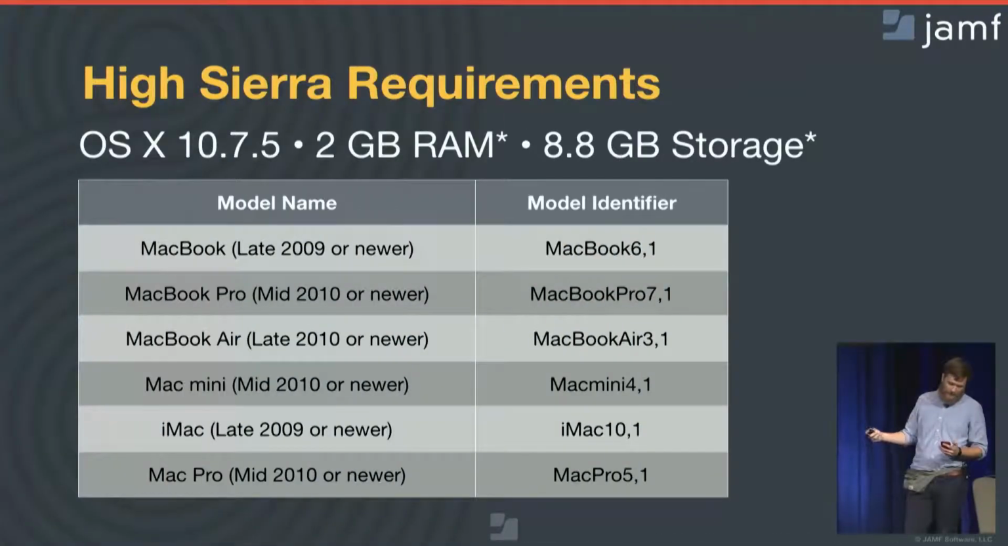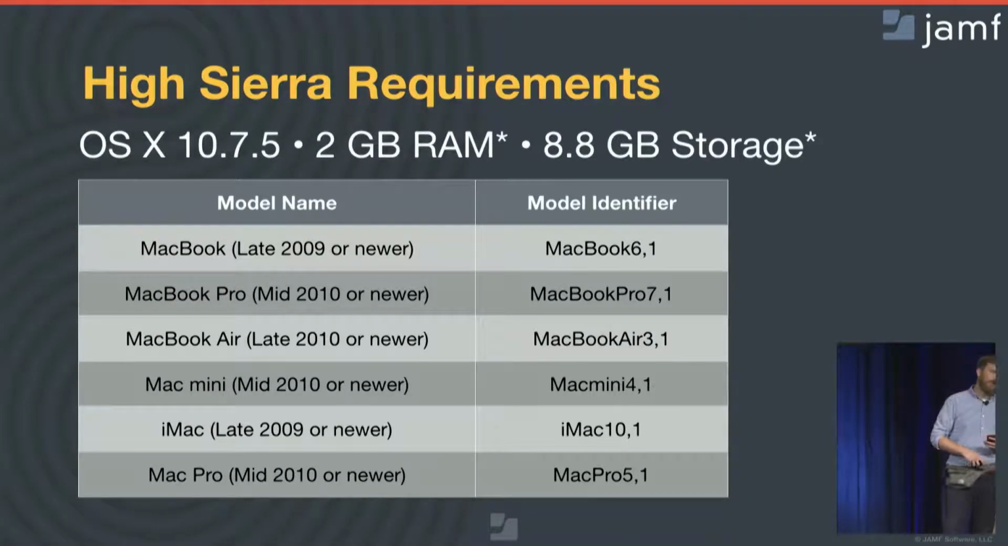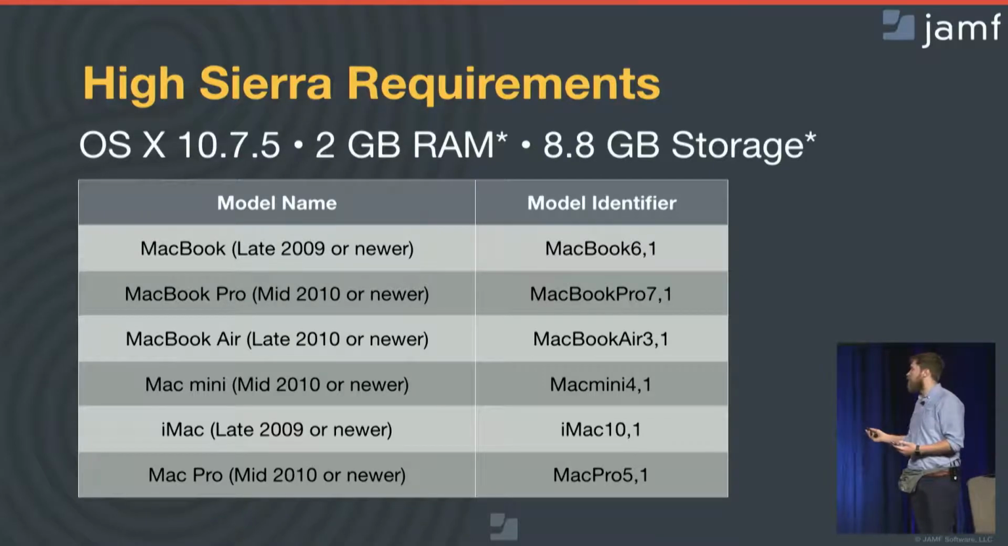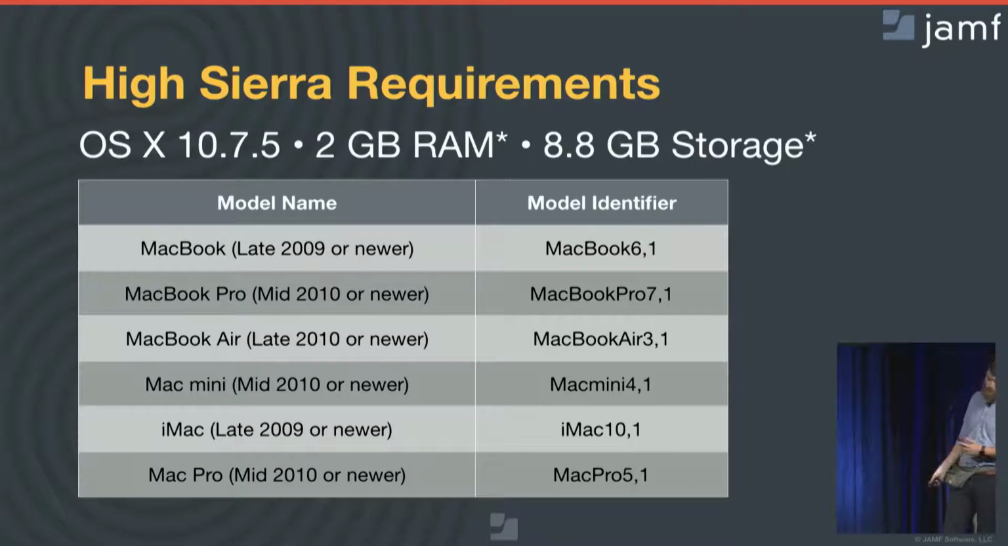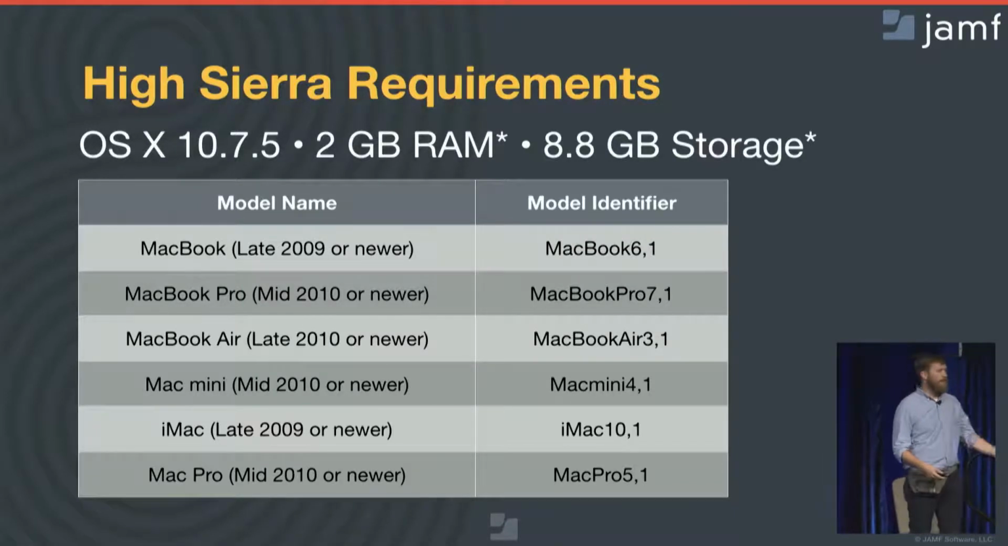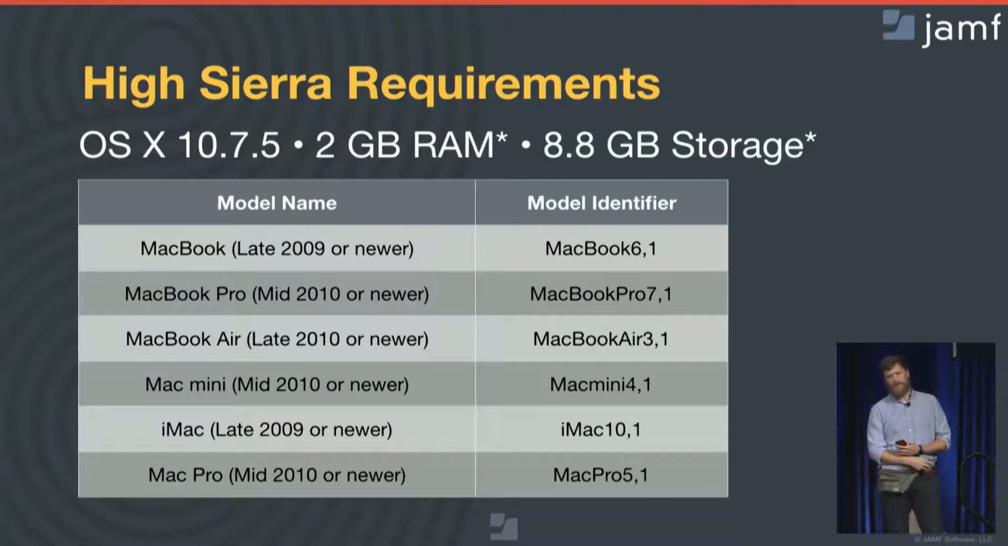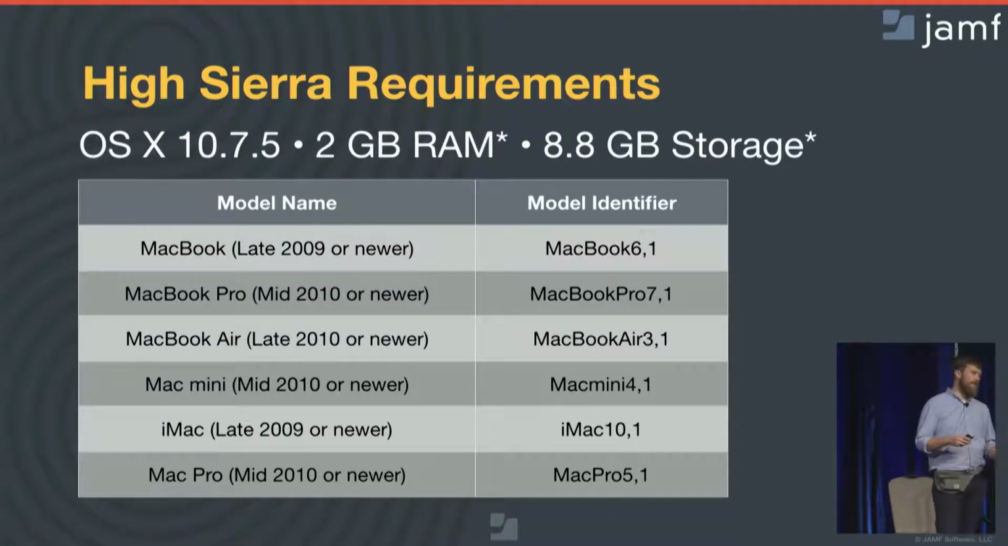So to get into that, we can see for reference here the hardware requirements at the top, with the models that meet those requirements in the table below. The asterisks are there because 2 gigs of memory and 8.8 gigs of storage are Apple's minimum requirements. Laurent wrote his script with 4 gigs of memory and 15 gigs of storage to give himself a little extra wiggle room. If you're proficient or fluent in Bash, you can modify that window for yourself, but that's just the only minor difference here.